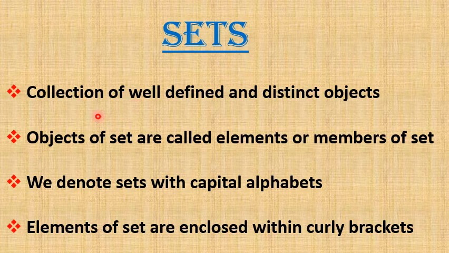Sets. What is a set? A set is a collection of well-defined and distinct objects. Well-defined means that it has nothing to do with our opinions and choices. And distinct means that the objects must be unique. They should not be repeating. The objects we are discussing in a set are called elements or members of the set.